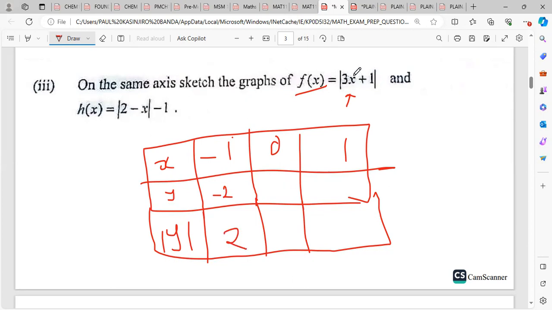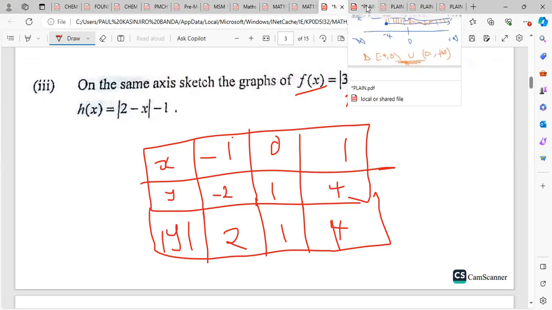Then if I apply 0 there, it means I only have 1 inside, so the modulus will also be 1. If I apply 1 there, it means 3 multiplied by 1, plus 1, which will be 4. The modulus of +4 will still be 4. Now you go on your graph and plot these points. Let me go here now.